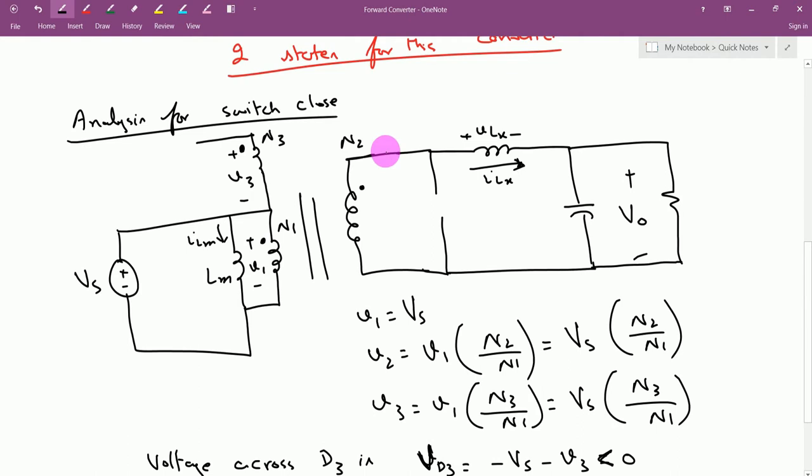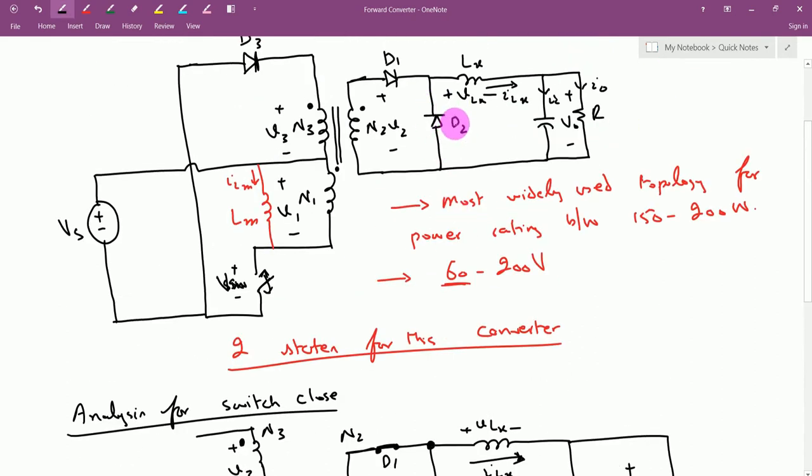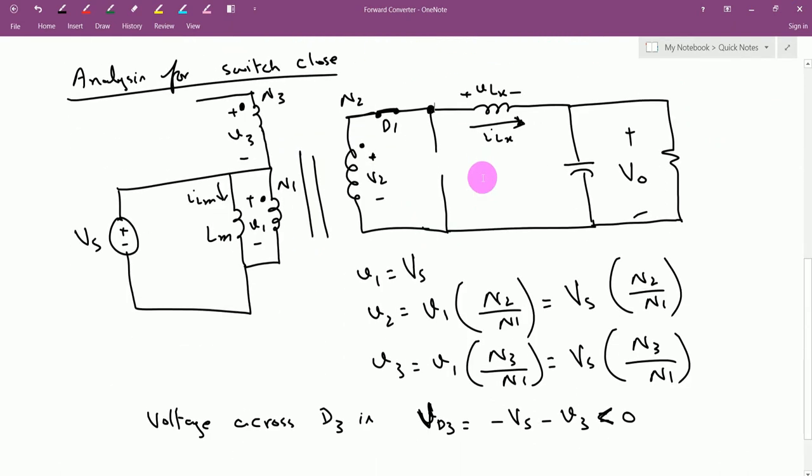Also, for this diode D2, this diode D1 becomes forward biased because this V2 has this dotted end positive, and therefore we have a positive voltage applied on this diode D1, and therefore this diode becomes forward biased. Whereas when this diode becomes forward biased, then this potential also becomes equal to this V2, and because this diode is connected in this particular configuration, therefore this diode D2 becomes reverse biased, and consequently we have this type of a circuit available when we turn on this particular switch.